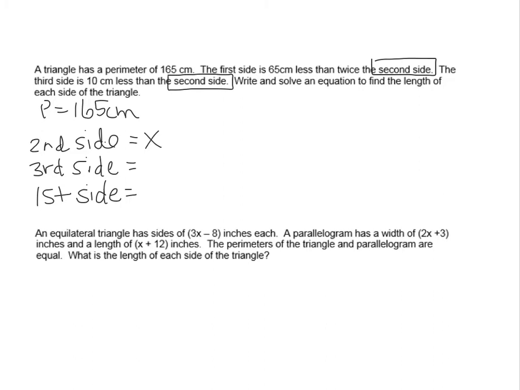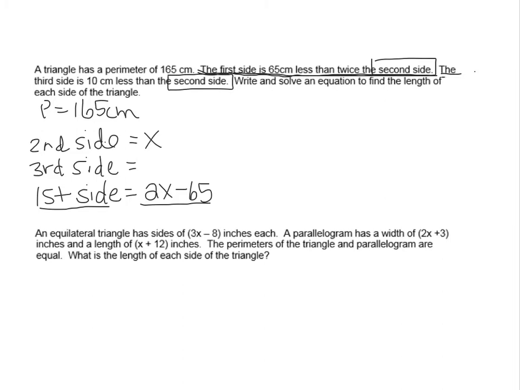Well, it says here that the first side is 65 less than twice the second side. So for the first side, we'd need to do twice the second side, 2 times x. But then we need to take 65 less than that. So if the first side is 65 less than twice the second side, then the first side is represented by 2x minus 65.